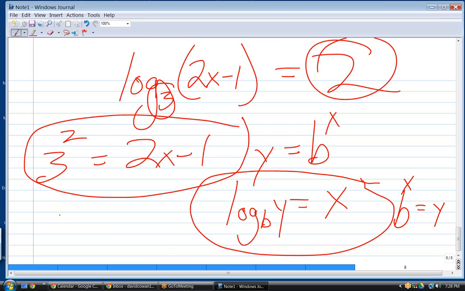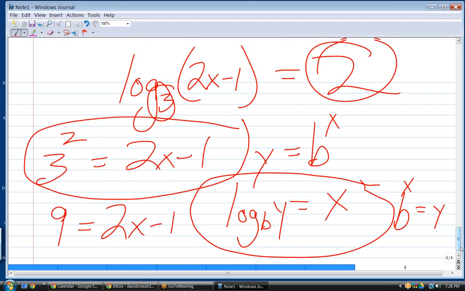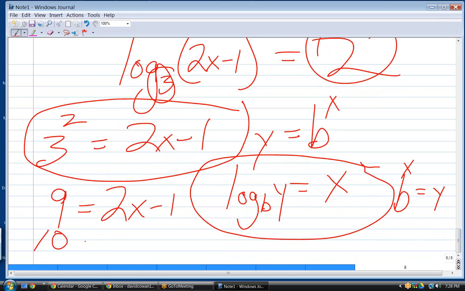Now solve this equation. Square 3. So that's 9 equals 2x minus 1. Now you add 1 to the other side. 10 equals 2x. Then you divide by 2. X equals 5. That's the solution to that logarithmic equation. And the key lies in being able to take this log equation and turn it into an exponential equation.